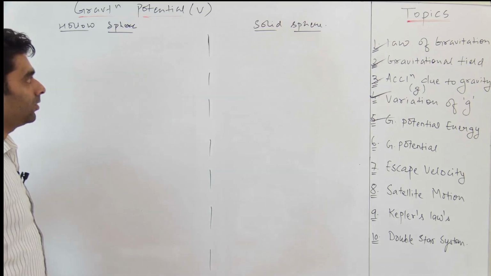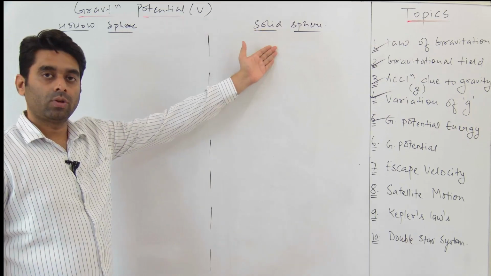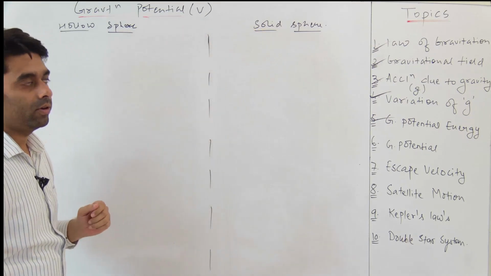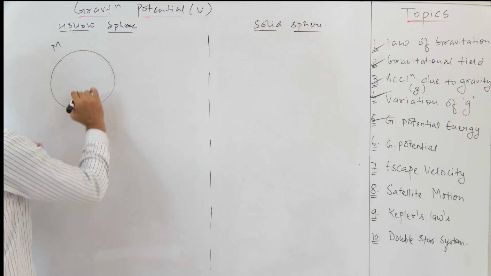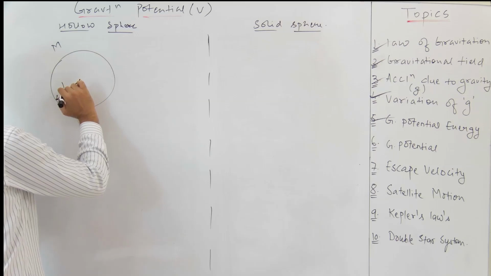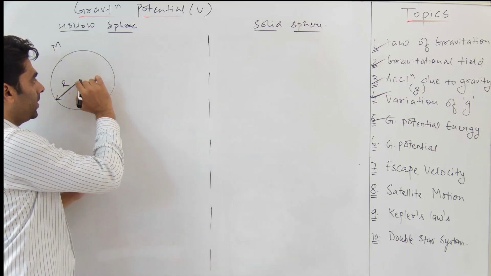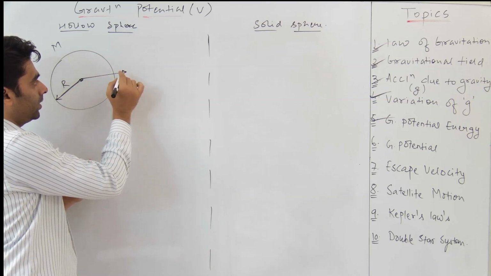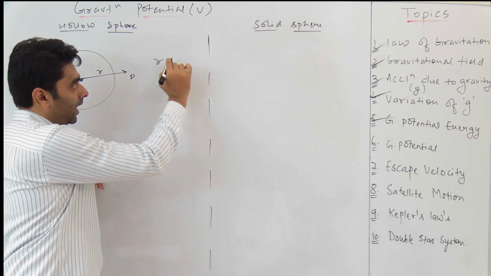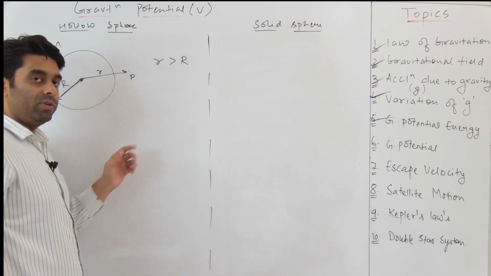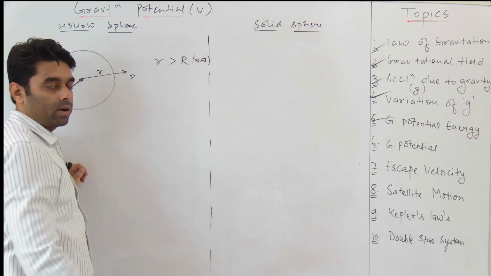Let us see all the cases for gravitational potential due to a hollow sphere and a solid sphere. First, let's take a look at the hollow sphere. Let's consider a hollow sphere of mass m and radius capital R. First of all, we are talking about a point P which is an outside point, for example at a distance of small r, and this small r is greater than capital R. What do we mean by small r greater than capital R? This is your outside point.